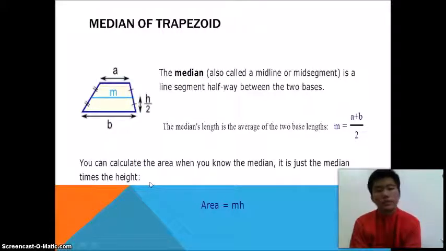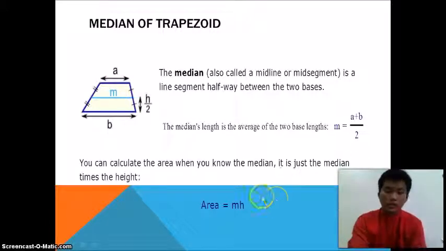Now the median of a trapezoid. The median is a line segment halfway between the two bases, as shown in the picture. The median length is the average of the two bases' lengths. M equals A plus B divided by 2. So we can calculate the area if we know the median of the trapezoid. The formula is M times H.